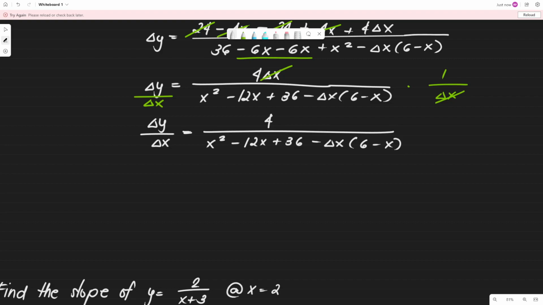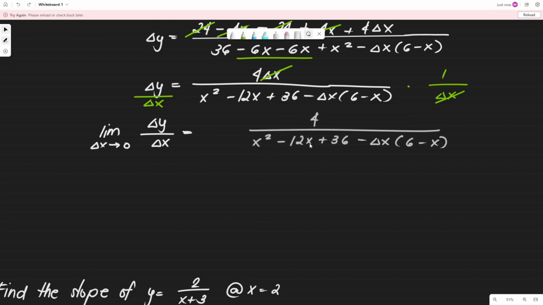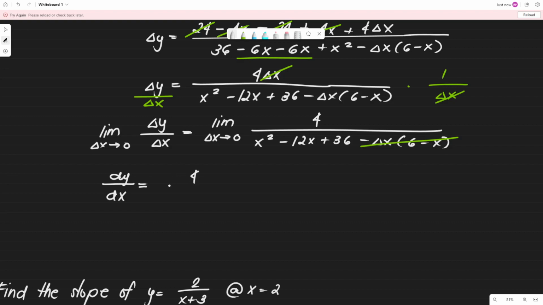Last step, let's get the limit as delta x approaches 0, on both sides. As I said, for algebraic functions, everything with delta x will cancel. That's why I didn't distribute, so we can see right away that it cancels entirely. Therefore, the derivative of the original function is equal to 4 over x squared minus 12x plus 36.